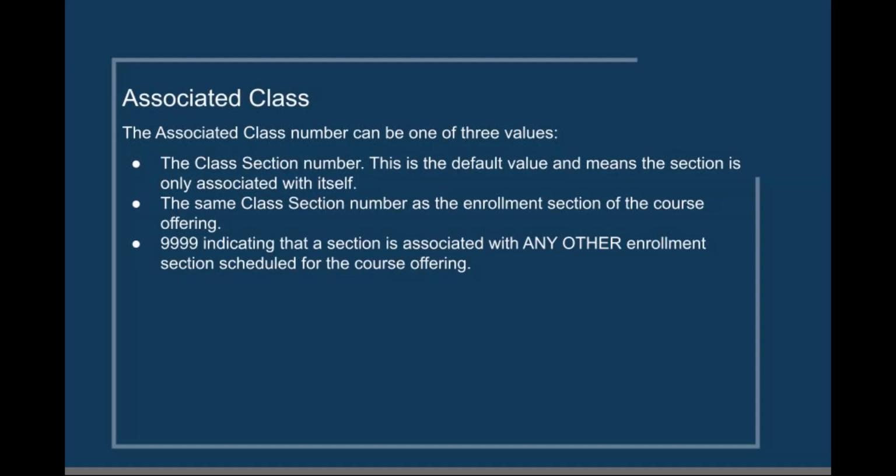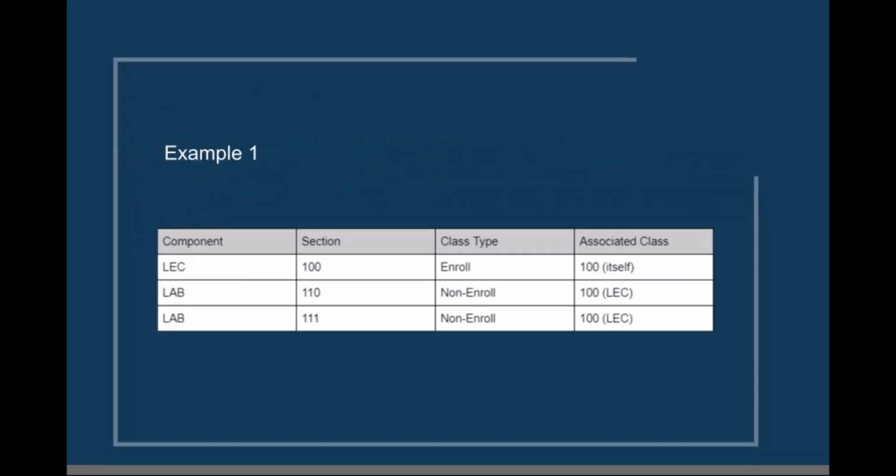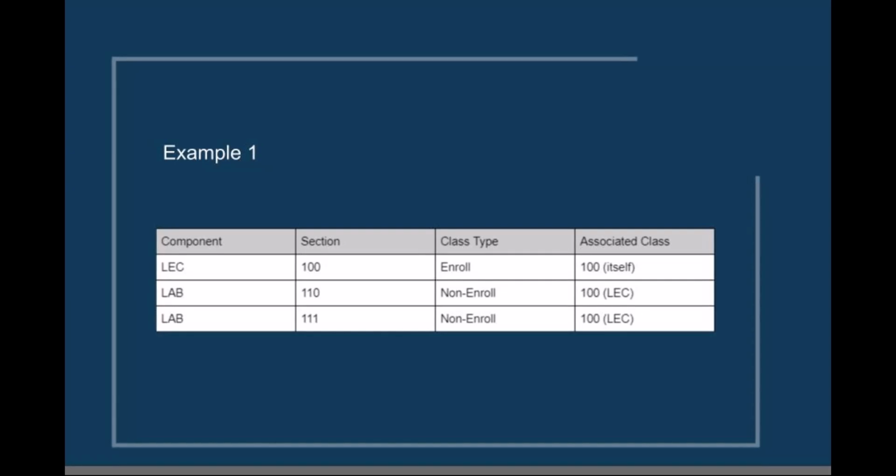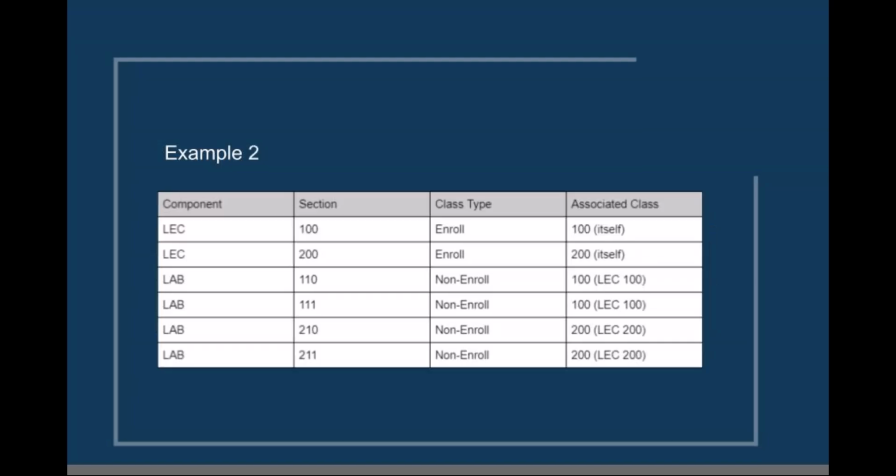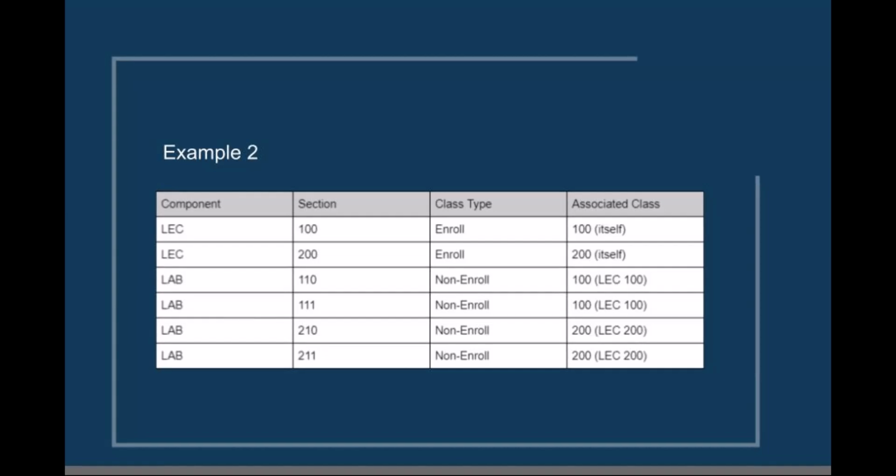Let's look at some examples. In this example, students select the lecture section and then are prompted to select one of the two lab sections. In example 2, each lecture section is associated with two lab sections. Students will select one lecture section and then they'll be prompted to select one of the two lab sections.